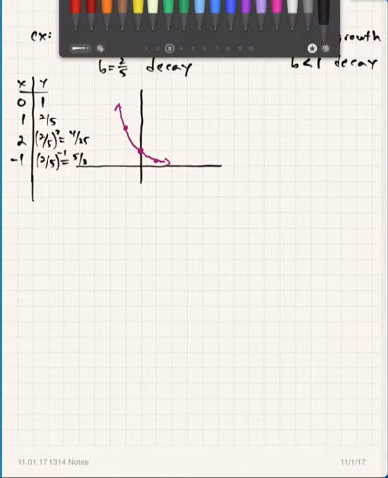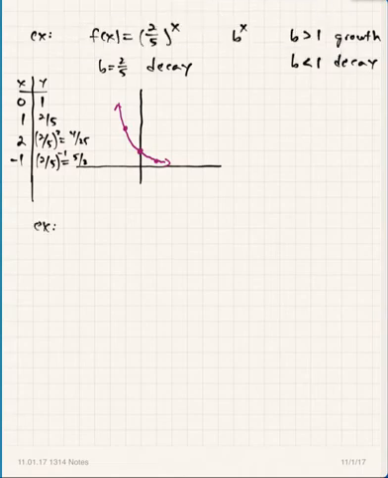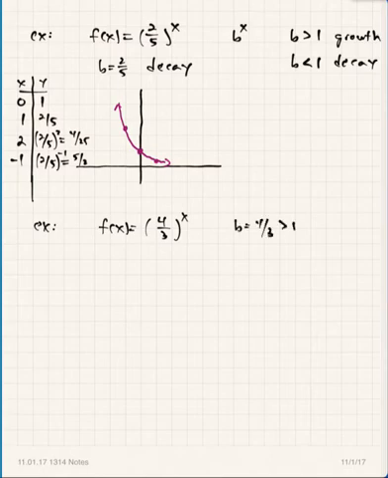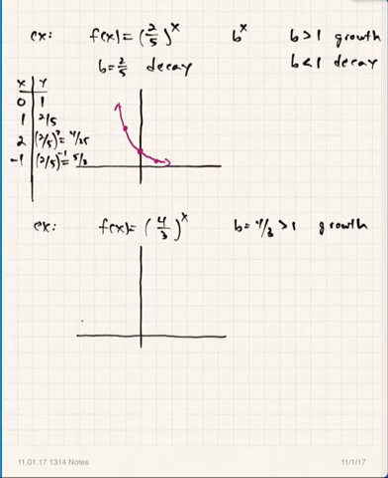All right. Let's look at another example. f of x equals (4/3) to the x. So in this case, the base is 4/3, which is bigger than 1, and so we think that this should be a growth curve. That's our suspicion going into this problem, that the base is bigger than 1, so this is going to be growth. So let's see what we got. Now let's plot a few points here, see how this is working out.